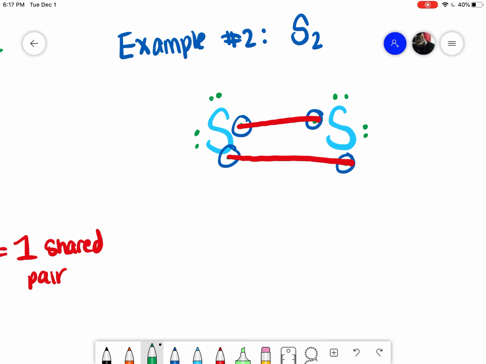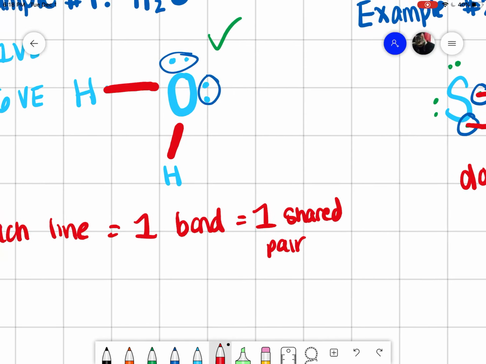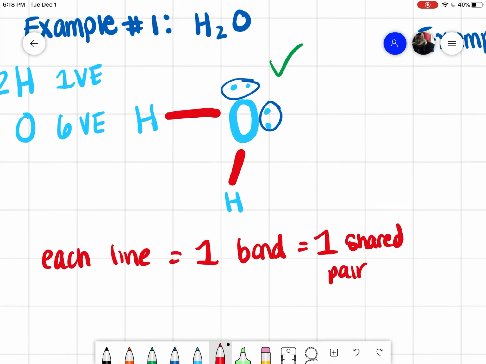And this is called a double bond when there are 2 bonds between 2 elements, like so. So sulfur has 2 bonds, 2 shared pairs. That is called a double bond, because there are 2 bonds. Like we said earlier, 1 bond equals 1 shared pair.